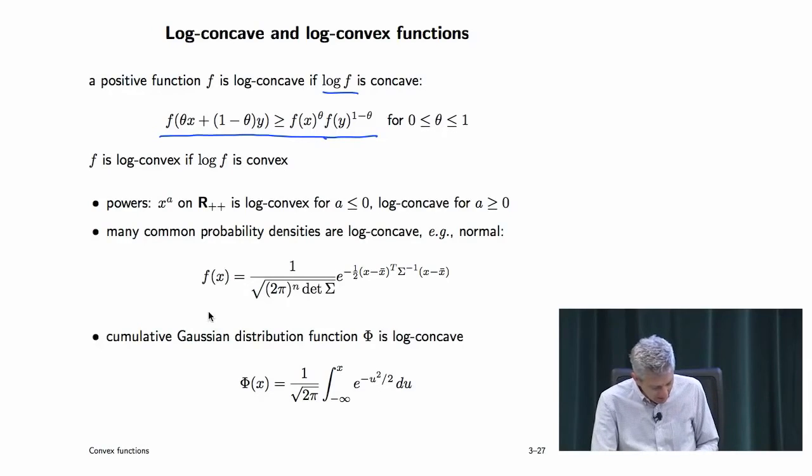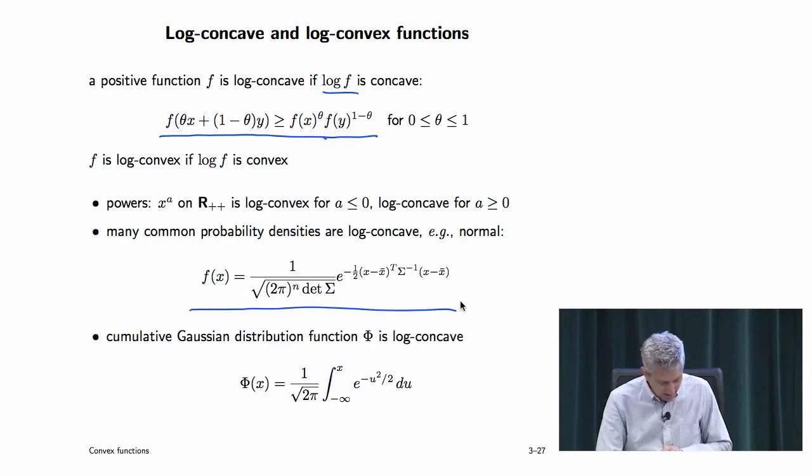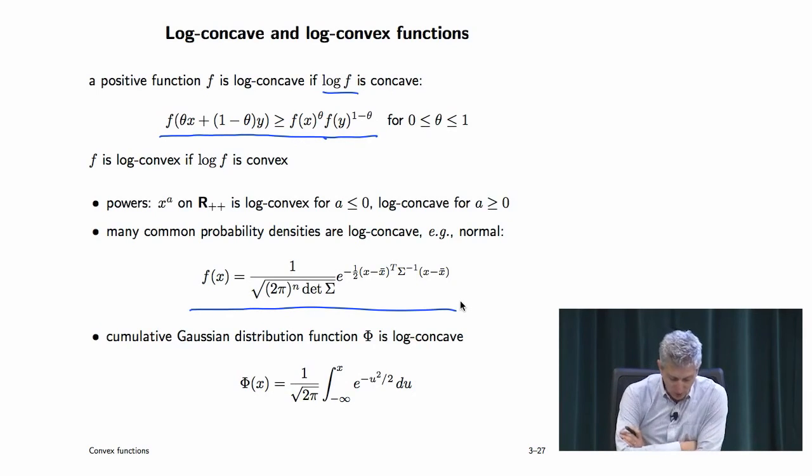So here's one. Here is the density of a normal random variable with mean x bar and covariance sigma. Okay, and if I take the log of that density, what do I get? Well, I get a constant, that's not relevant, minus a convex quadratic. So it's a concave quadratic. Okay, so that's an example.